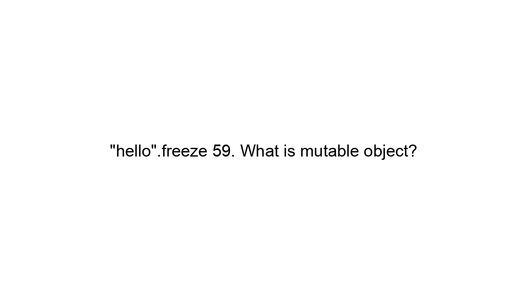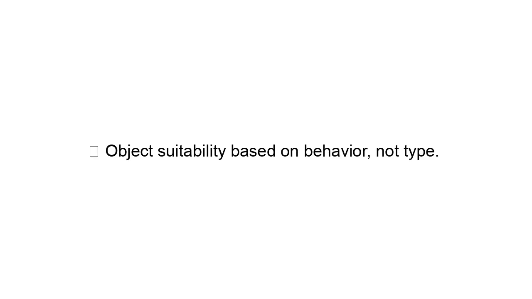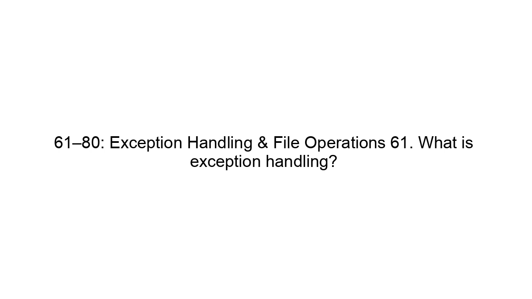59. What is mutable object? Object whose state can change. 60. What is duck typing? Object suitability based on behavior, not type. 61 to 80: Exception handling and file operations.